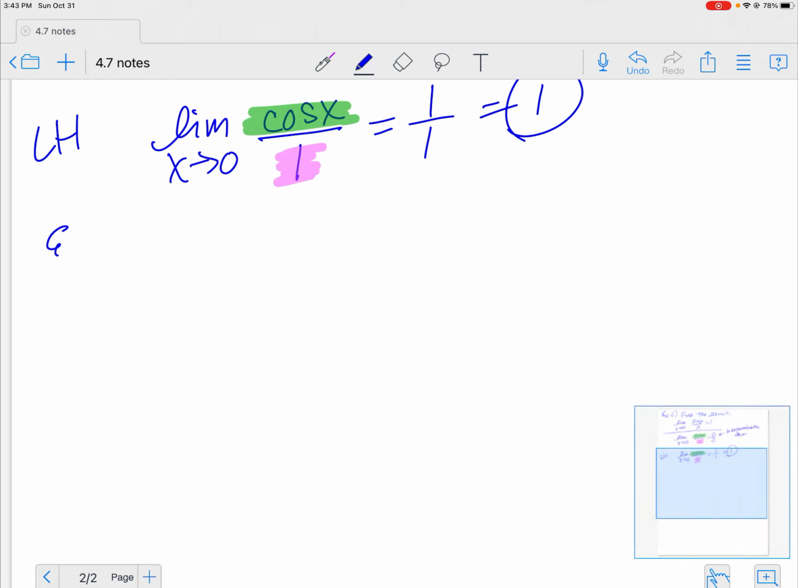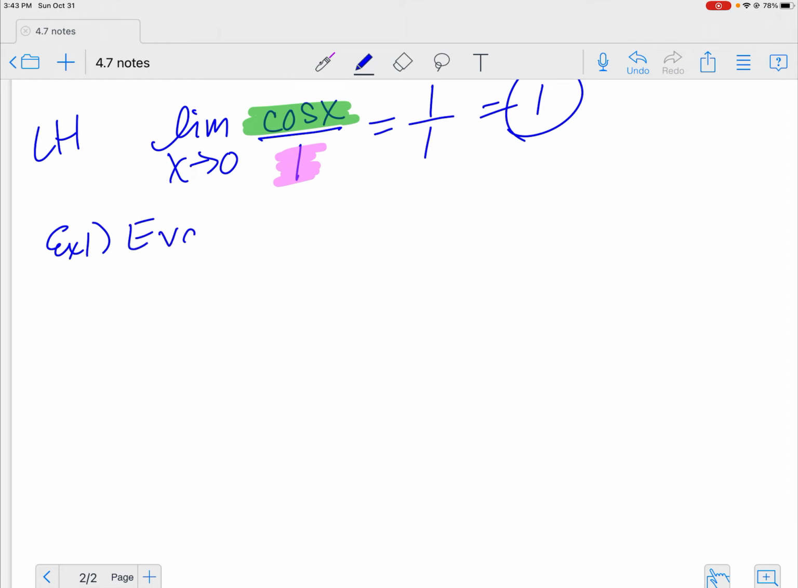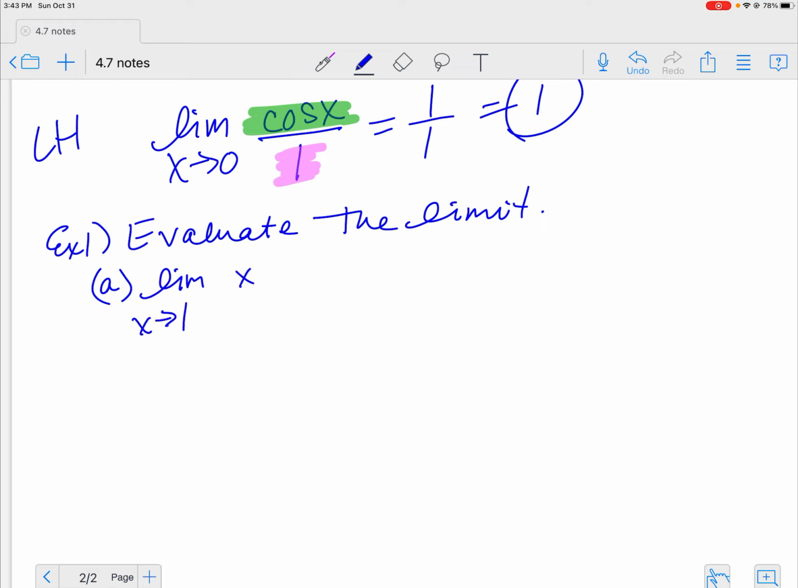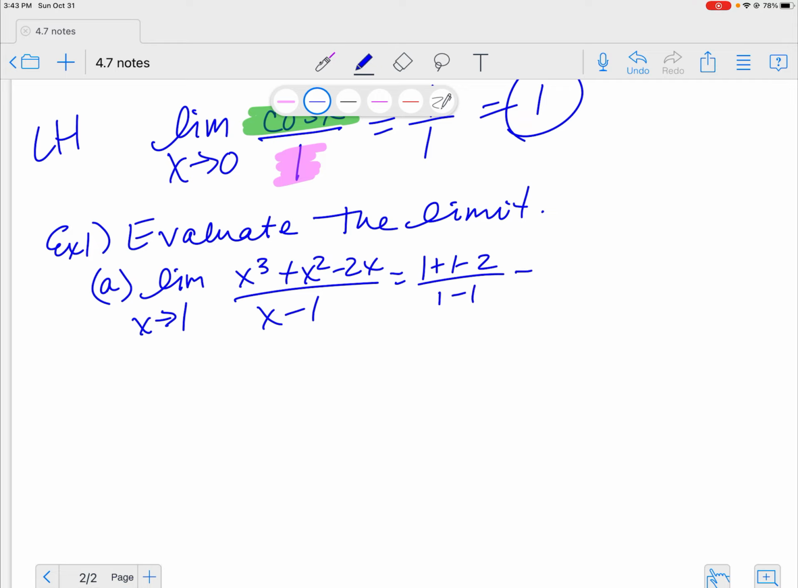Here's example 1. We're going to evaluate the limit. And here is part A. I'm going to take the limit as x approaches 1 of x cubed plus x squared minus 2x over x minus 1. All right? So what do you do when you take a limit? What's your go-to method? Plug it in, right? That's what we're doing. So I've got 1 plus 1 minus 2 over 1 minus 1. So that gives me a 0 over 0.